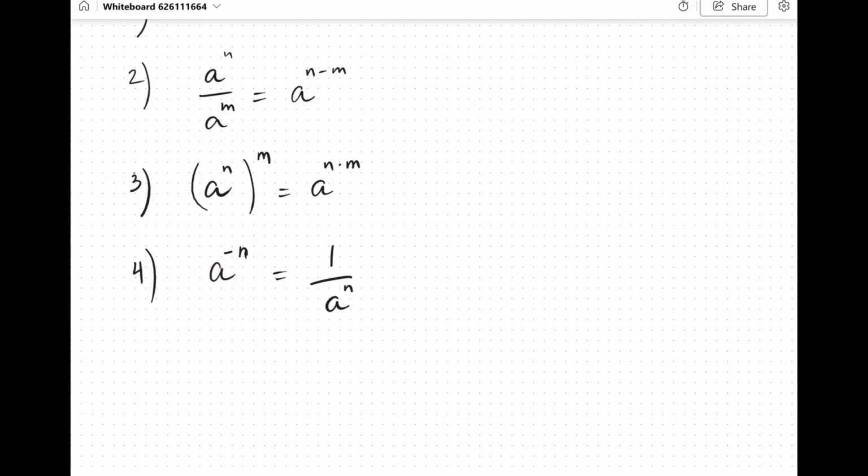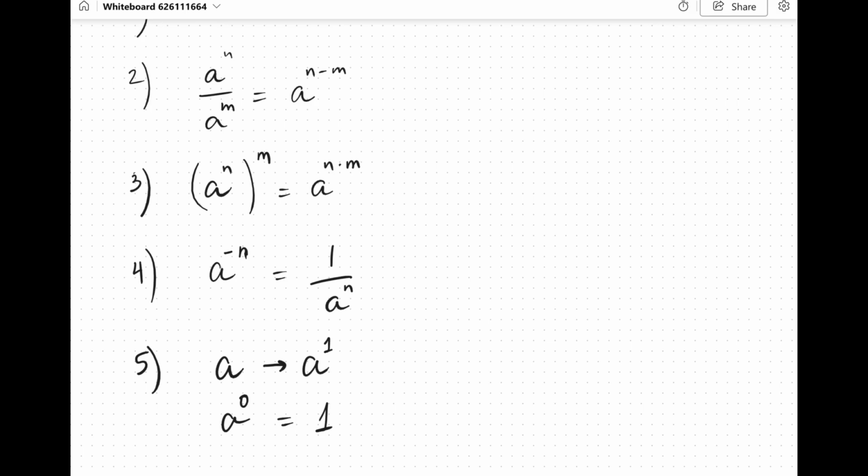And the last and final property is if you have a letter or a number that does not have an exponent, you can always make that exponent a 1. And if you have a letter or a number that has a power of 0, that becomes a regular number 1, not the exponent of 1, it just turns into a number 1.